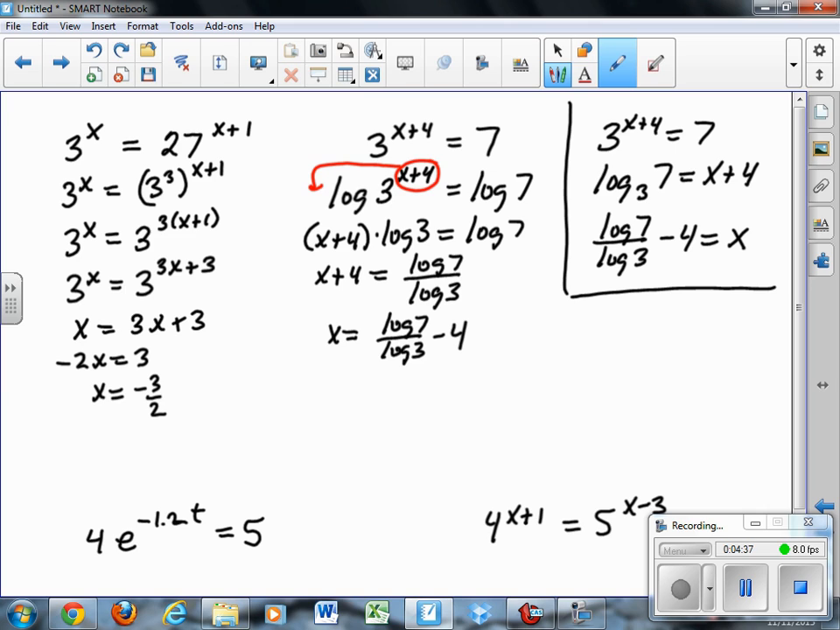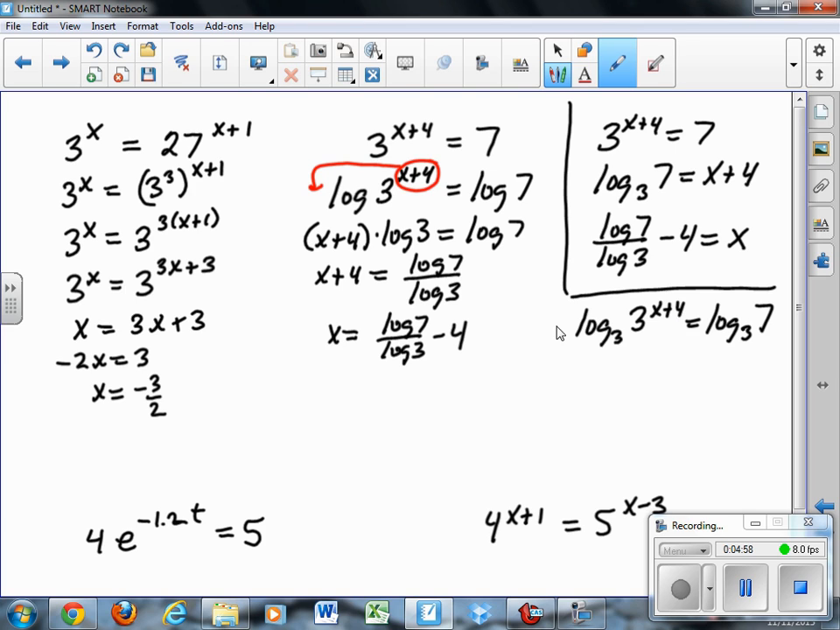And I want to show you one other way of doing it, and that would be to take log base 3 of both sides of the equation. So log base 3 of 3 to the x plus 4 is equal to log base 3 of 7. You might remember your property that if these two bases are the same, then this simplifies to just x plus 4. Log base 3 of 3 to the x plus 4 is just x plus 4.